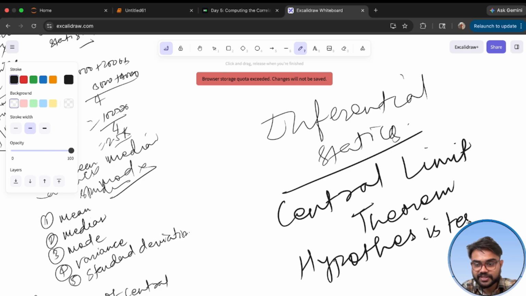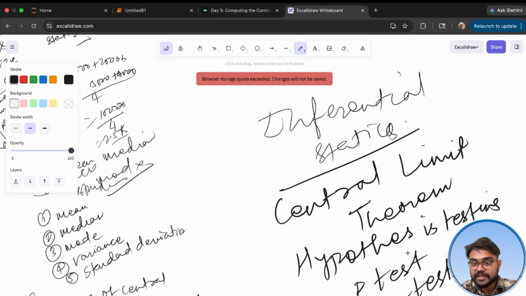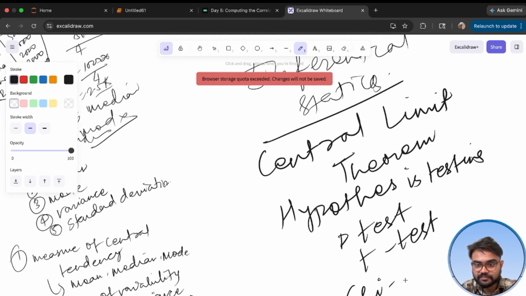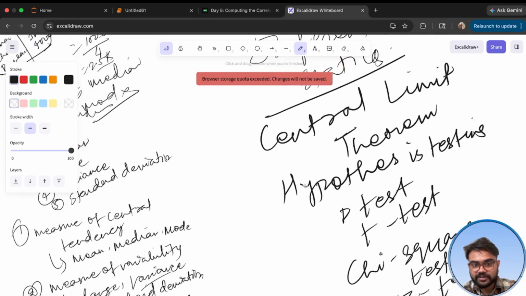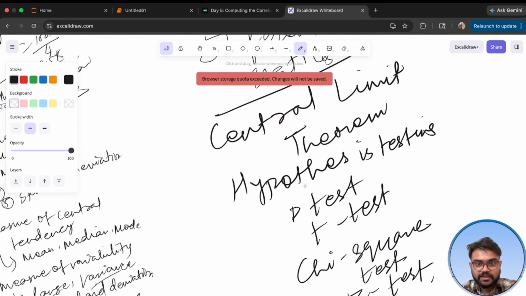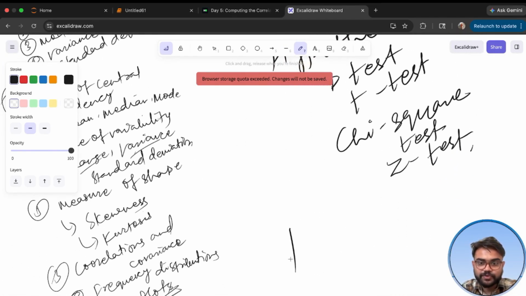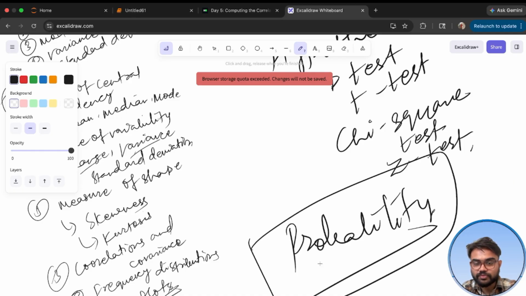Hypothesis testing. Here we are going to talk about the p test, t test, chi-square test, z test. Everything I'm going to explain very nicely, so don't worry at all. These things we are going to cover in statistics. After that we will move towards the probability. Okay, so once we are done with the stats parts, after that we will move towards the probability.